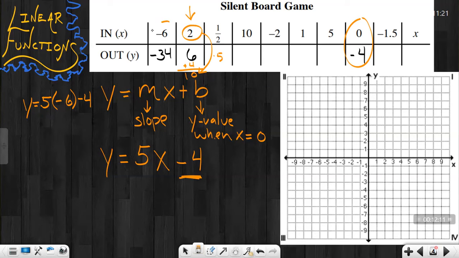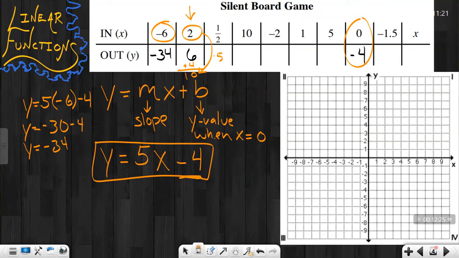I'm going to plug it in for this point right here. And if I do that, I get 5 times negative 6 is negative 30 minus 4. Well, y equals negative 34. And therefore, I have my rule. I know my rule now, and I've got it. And I can use that to complete the rest of my table.